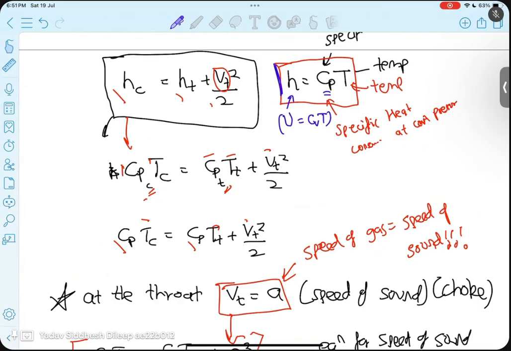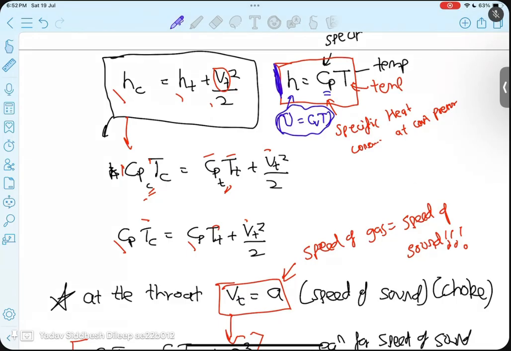The bombs, the atomic bombs, all the detonators are constant volume processes. So you use the Cv equation. But in rocket propulsion you use H equals CpT because it's a constant pressure process.